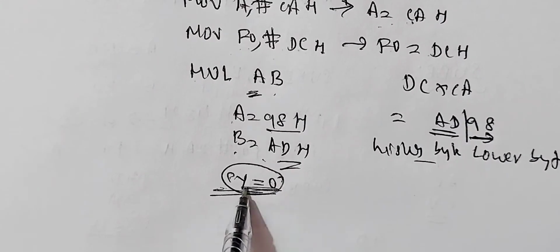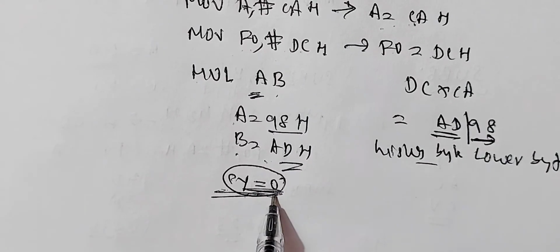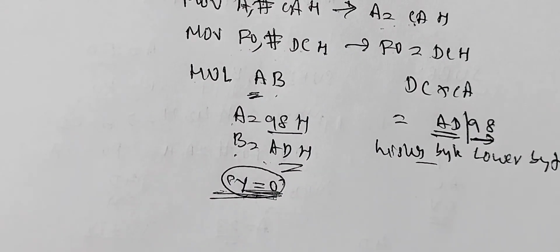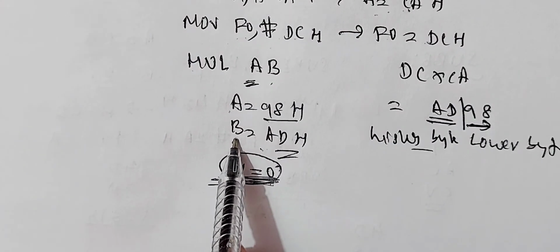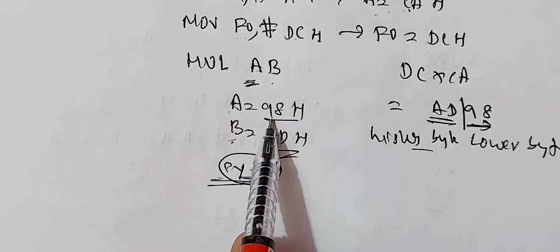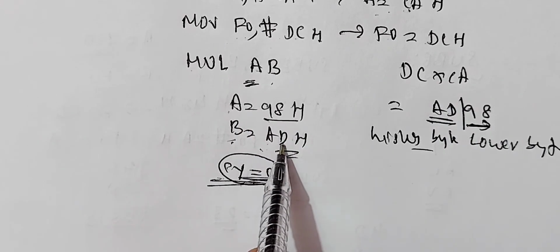The carry flag CY is not used. It is kept 0 during multiplication and division. During multiplication, the carry is loaded in B itself. So the lower byte is stored in A, the higher byte is stored in B.